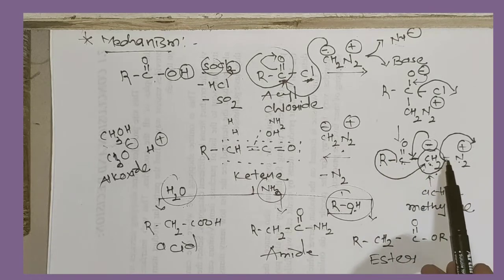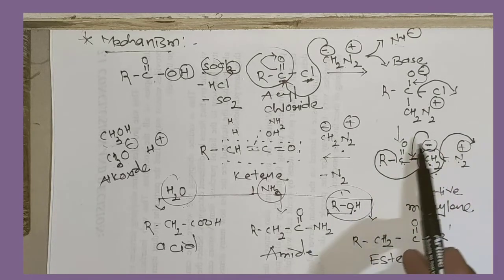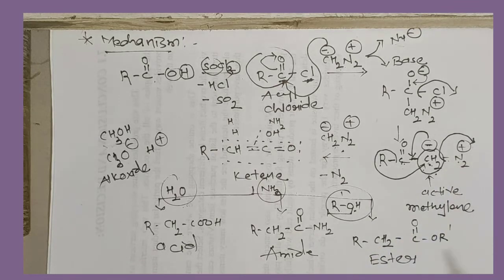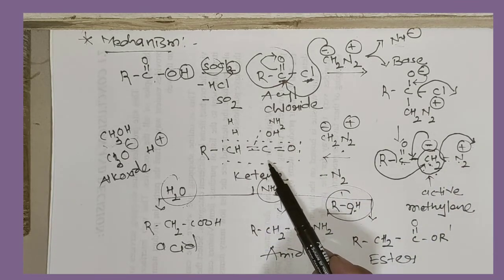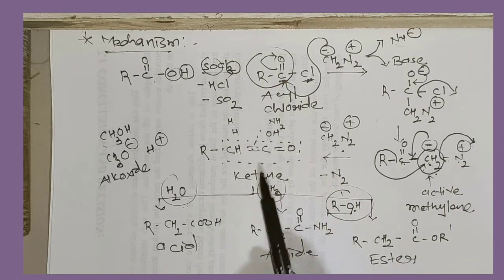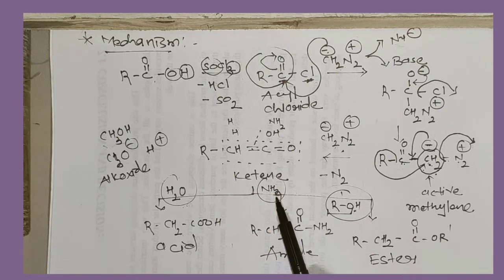That's why. And why is this type of rearrangement possible? To remove the nitrogen as a stable molecule. So first ketene is formed. Later on, if we add a water molecule, it gives acid. If we add ammonia, it gives amide. And if we add alcohol, it gives ester. Clear?